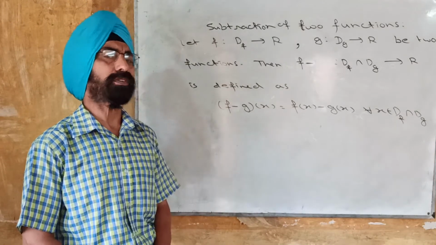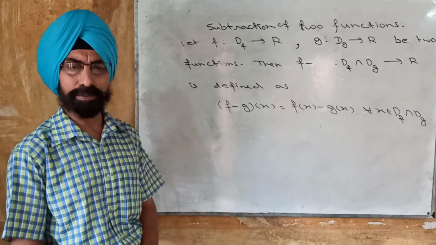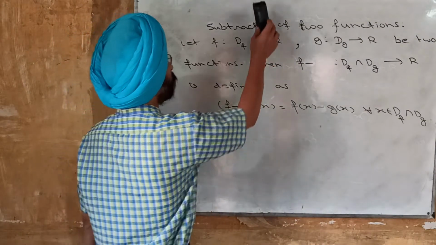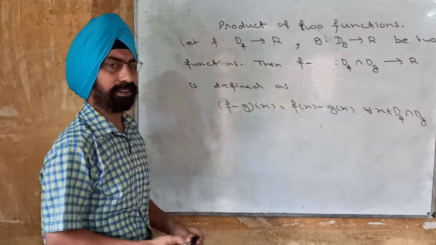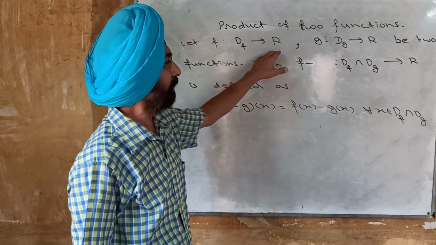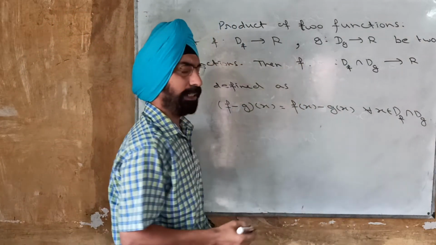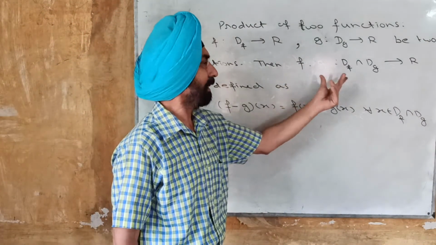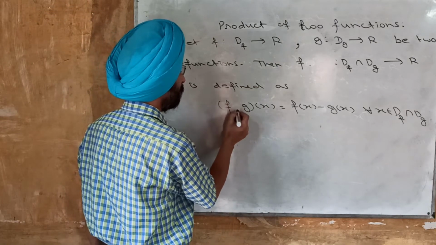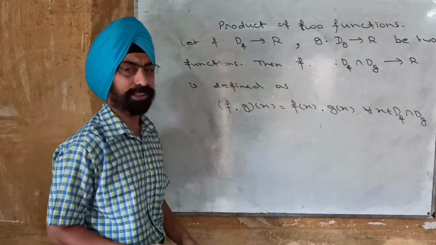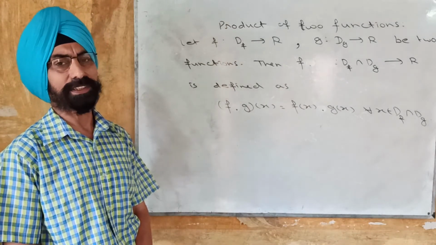Then the product of two functions is again similar. The only difference is the symbol. So again amending here, I am not going to write it again. Here I am going to change it to the product of two functions. Once again, let f from D_f to R and g from D_g to R be two functions. Then f into g. Once again, the domain of the product of the two functions is the intersection of the two domains, that means D_f intersection D_g to R, and is defined as (f into g)(x), the product, is equal to the product of their images for every x belonging to D_f intersection D_g. So this is again the same definition.